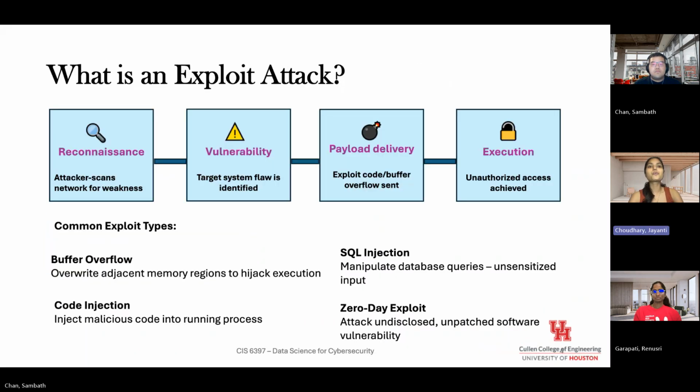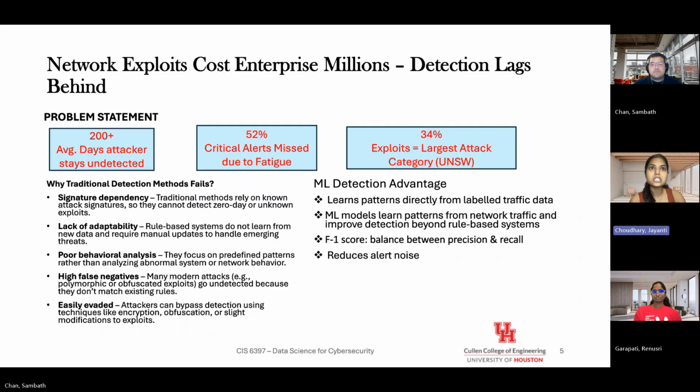Now, let's quickly understand what an exploit attack is. It usually happens in four stages. First, the attacker scans the system to find weaknesses. Then they identify a vulnerability. Next, they send a malicious payload. And finally, they gain unauthorized access. Some common examples include buffer overflow, code injection, SQL injection, and zero-day attacks. So essentially, exploit attacks take advantage of system weaknesses to break in. Now let's go to the next slide.